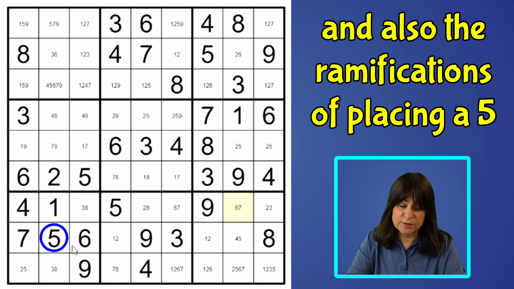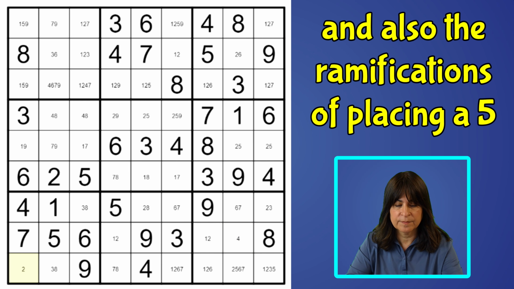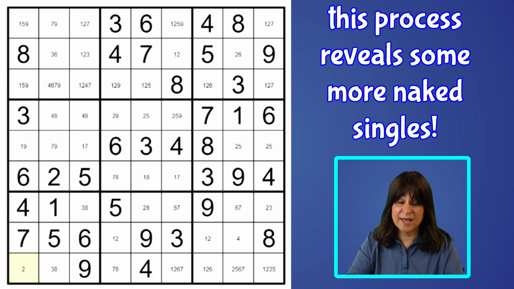And because of the 5 I just placed, I can get rid of this 5 and this 5 and this 5 here and also this 5. And now we have a couple more naked singles. We have a naked single here and a naked single here. So let's make this a 4 and this is a 2.